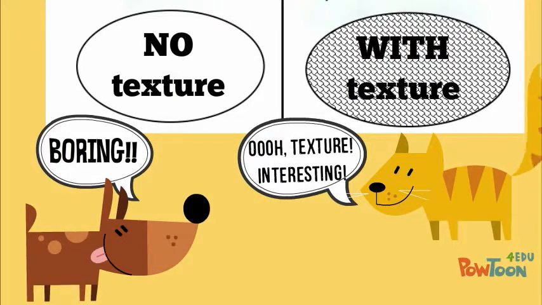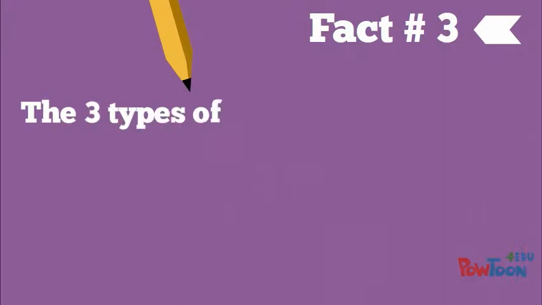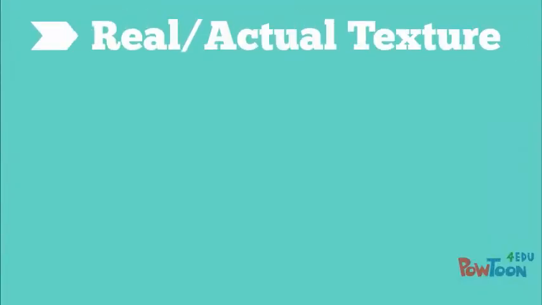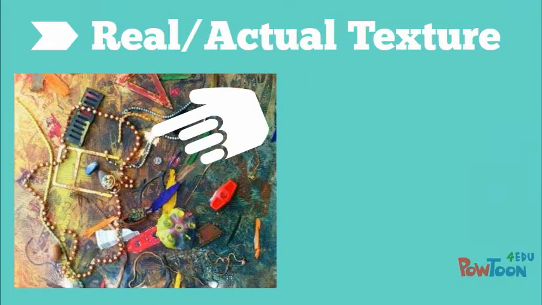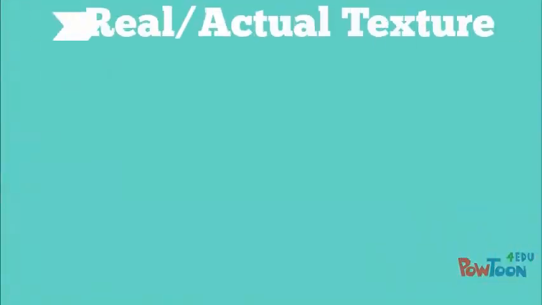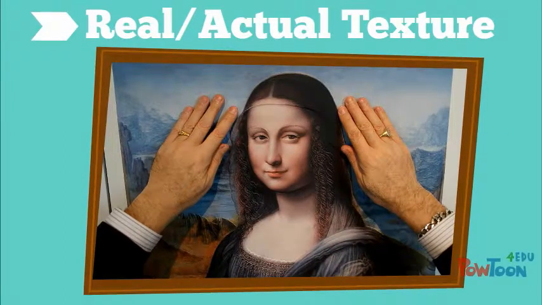And fact number 3, the 3 different types of texture found in art. Number 1, real or actual texture. In any artwork, the textures that we can actually feel with our hands are called actual or real texture. For example, if I run my hand over a painting, the real or actual texture would be smooth or bumpy, depending on how the paint was applied.